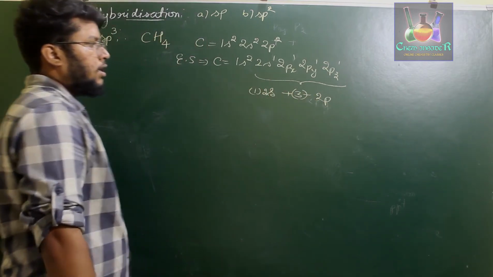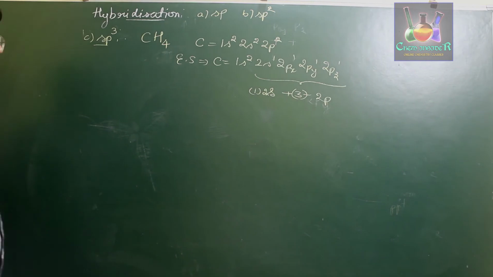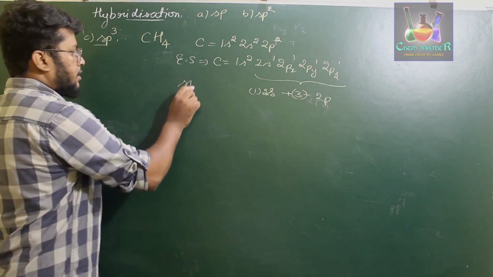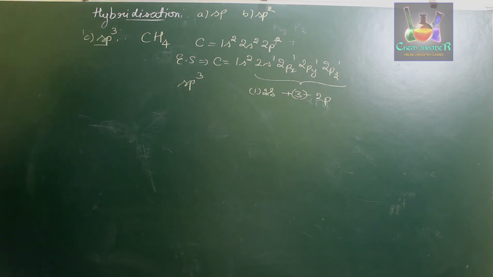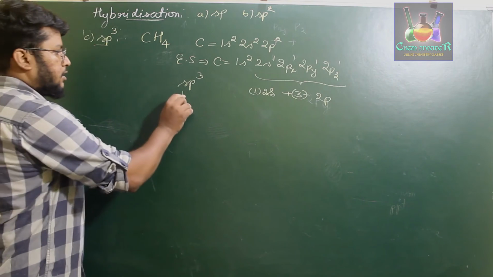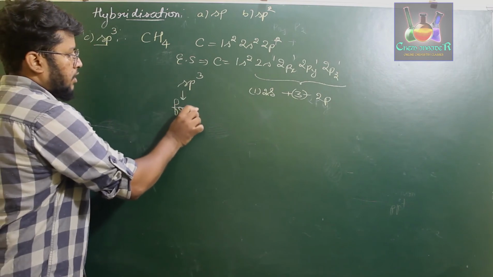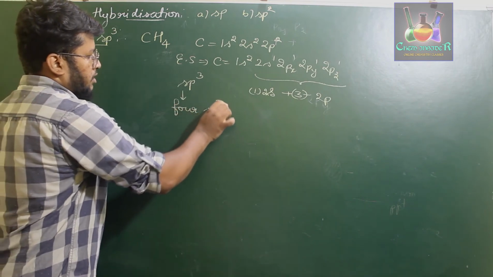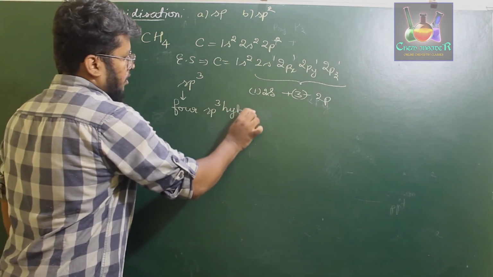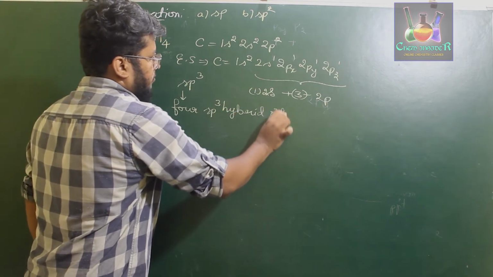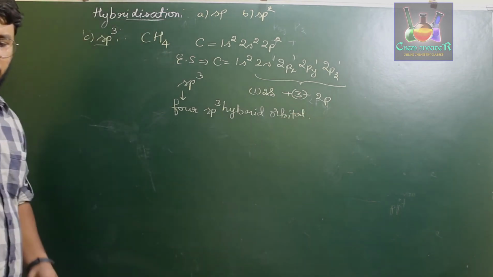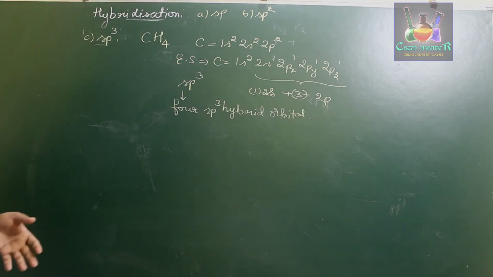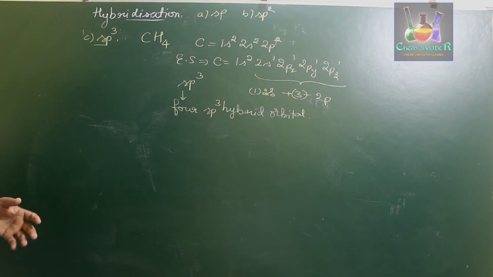1 2s orbital and 3 2p orbitals leading to the sp3 hybridization. So the sp3 hybridization of this particular carbon atom will be giving us 4 sp3 hybrid orbitals.